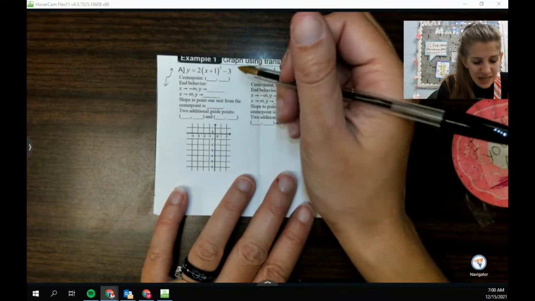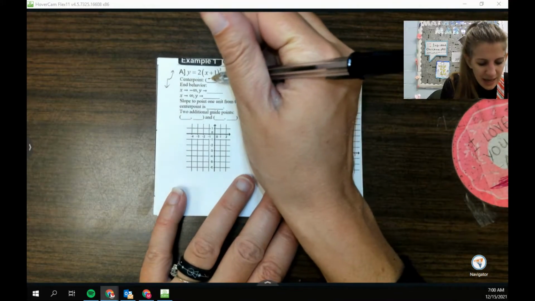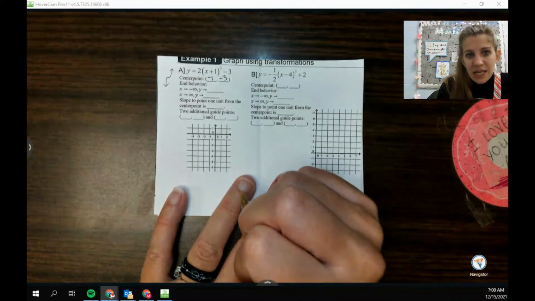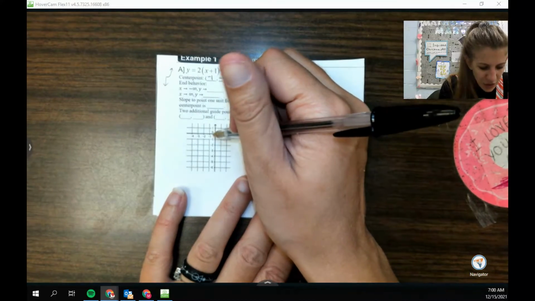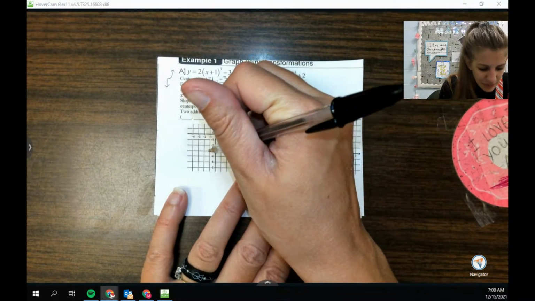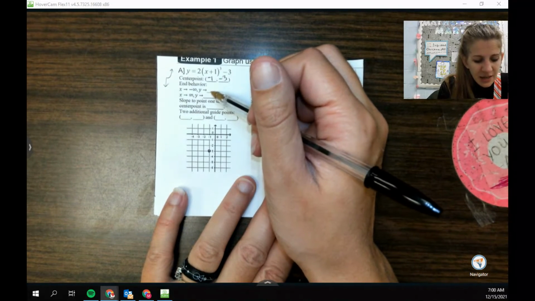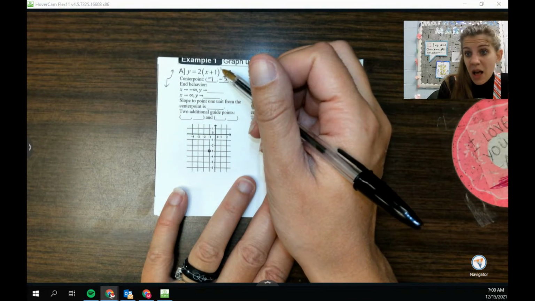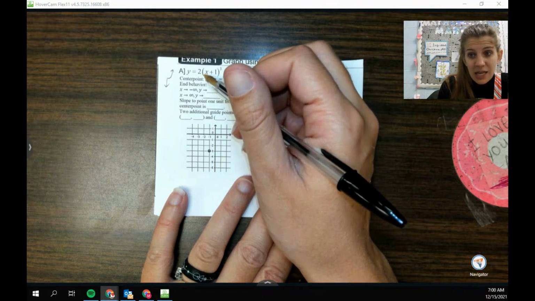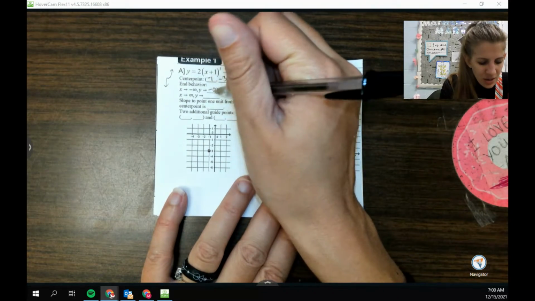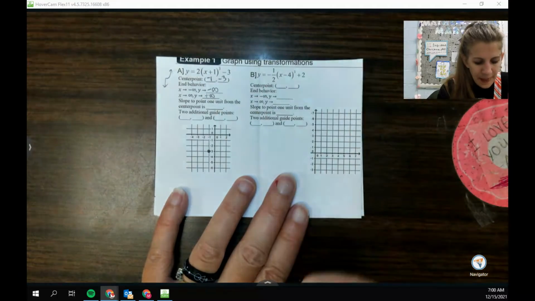But now my center point is going to be at negative 1 comma negative 3. Remember, inside is always opposite, outside stays the same. So I can go plot that. The end behavior here, I can know because I am odd and positive. So odd positive is going to look like this. We're going to start down and end up.